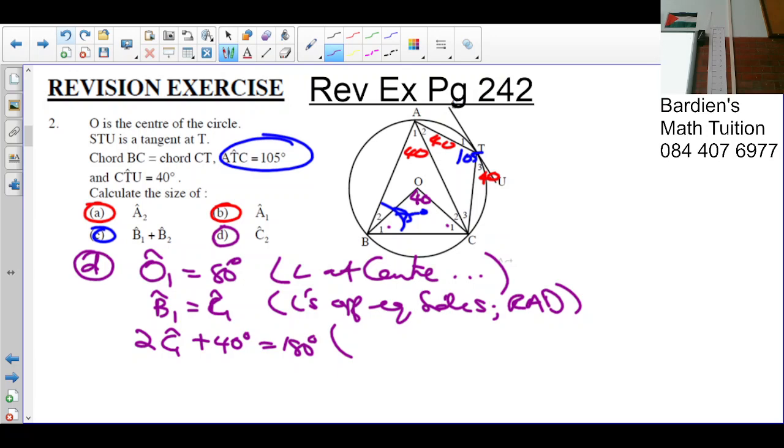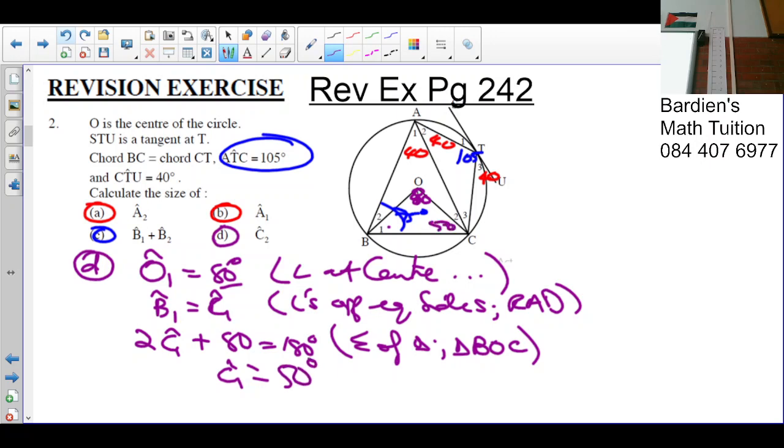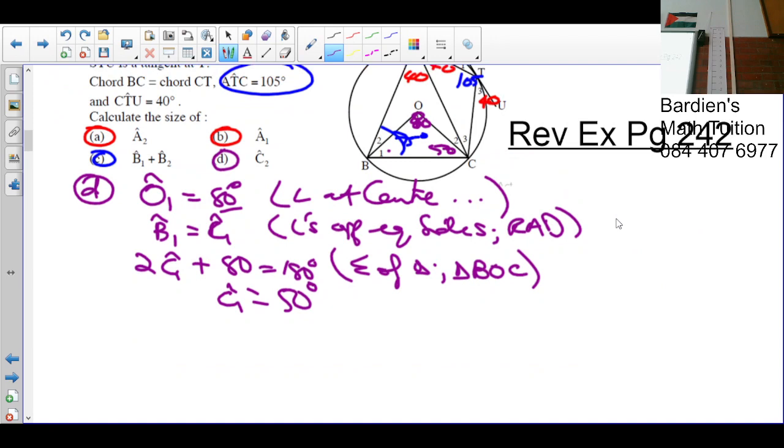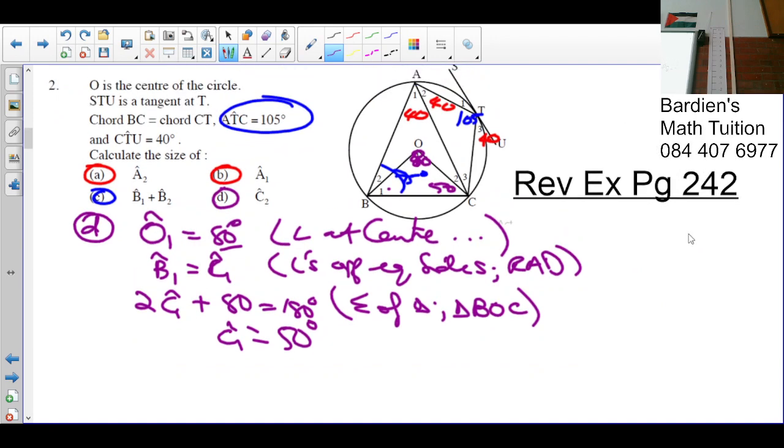Did I write 40 here? I wrote 80 in there and 40 there. Sorry. 80 there. And the reason there? Sum of triangles, and it's triangle BOC. So angle C1 works out to be 180 minus 80, which is 100, divided by 2 is 50 degrees. So C1 is 50. Now what? Now we can go with the fact that sum of triangles, the big triangle.